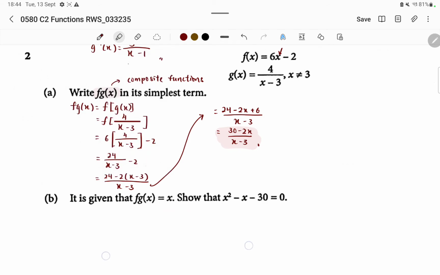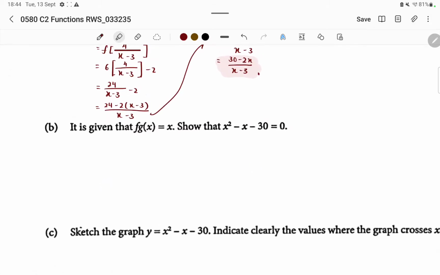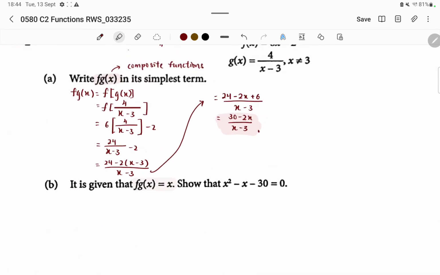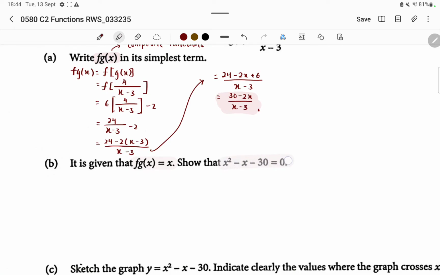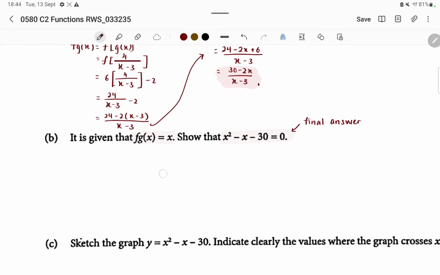Okay, let's look at B. It is given that f(g(x)), this one that we show here, equals x. And then show that this one, whenever it's show, this one is your final answer. So f(g(x)) equals x. Straight away substitute from A. 30 minus 2x over x minus 3 equals x.